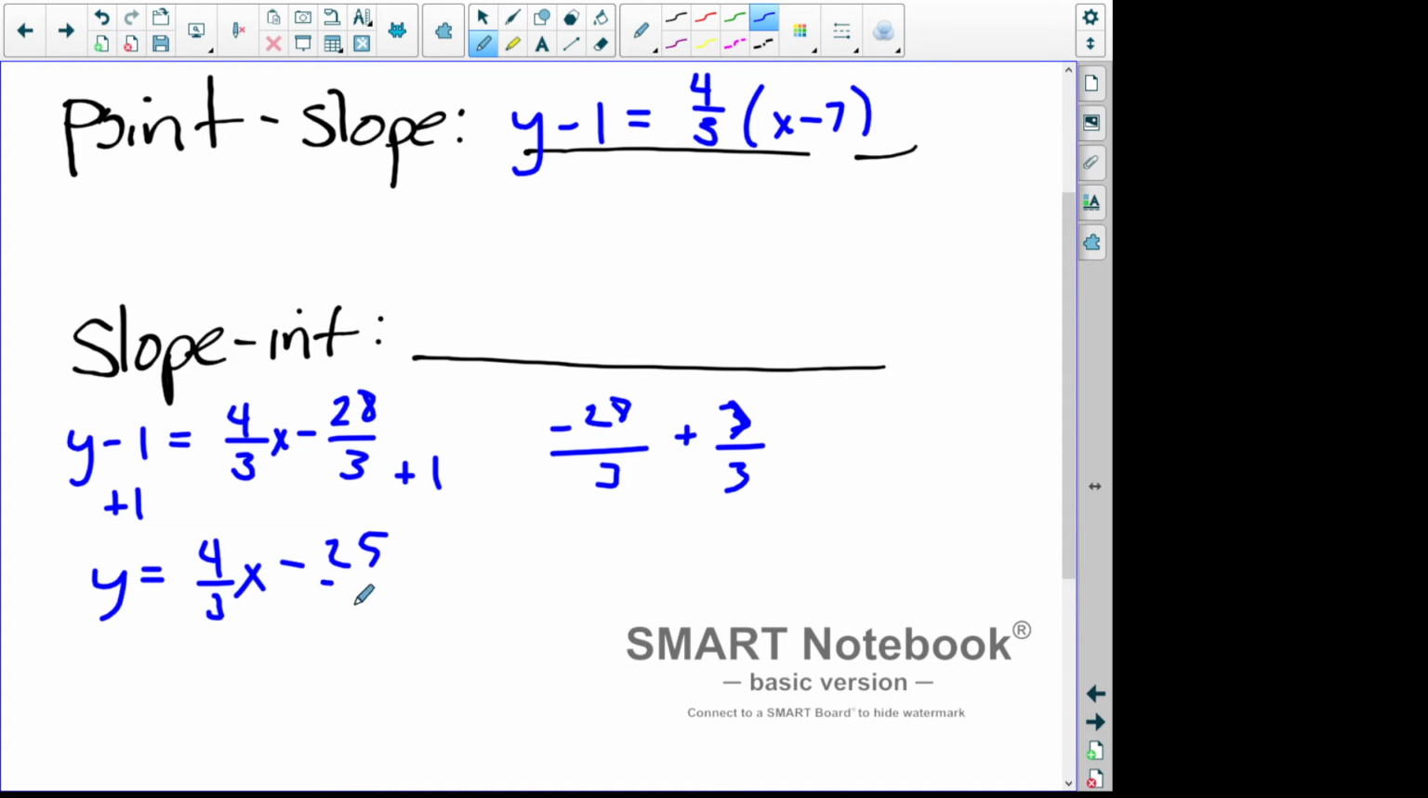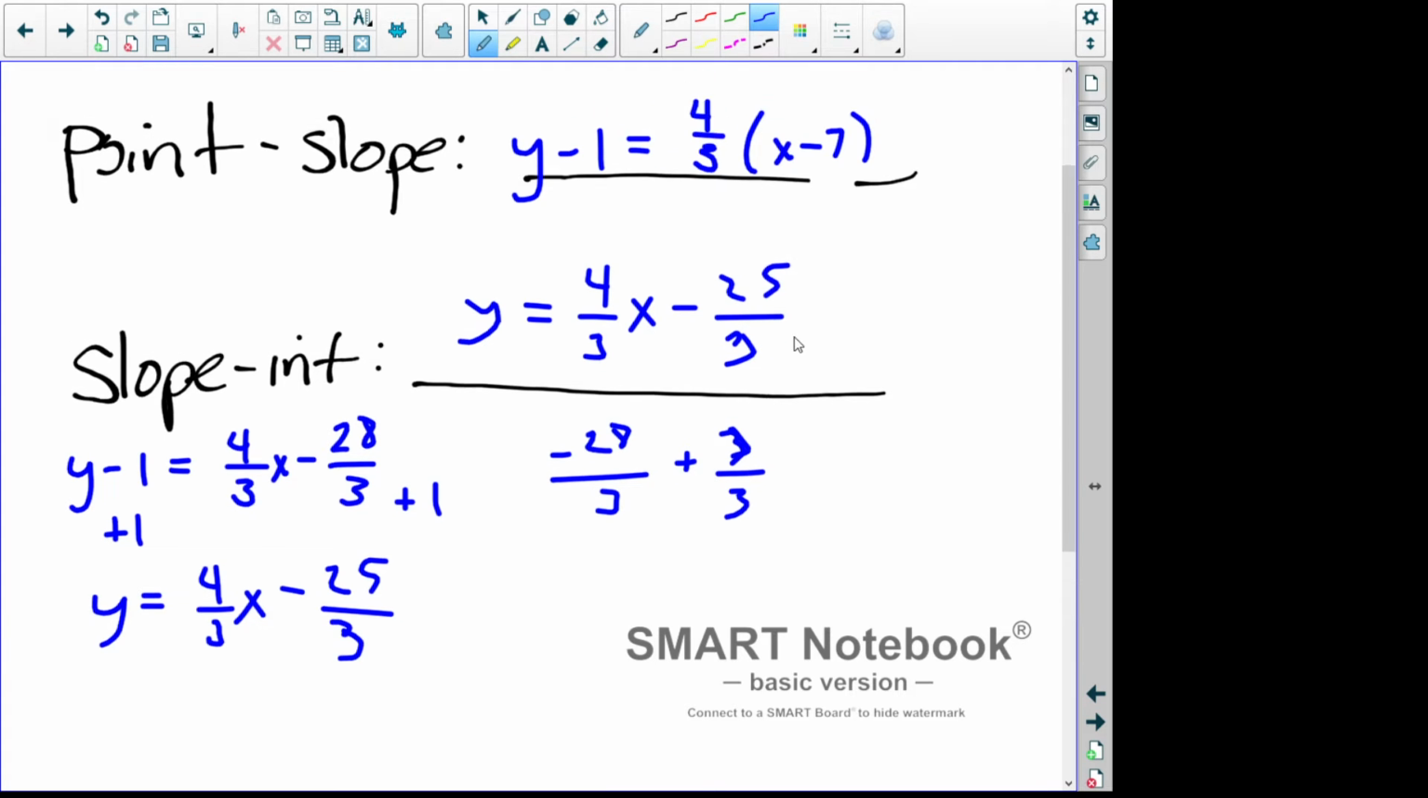over 3. Okay, so there's my slope-intercept form. So I've got y is equal to 4/3 x minus 25/3. Whew, that's ugly.